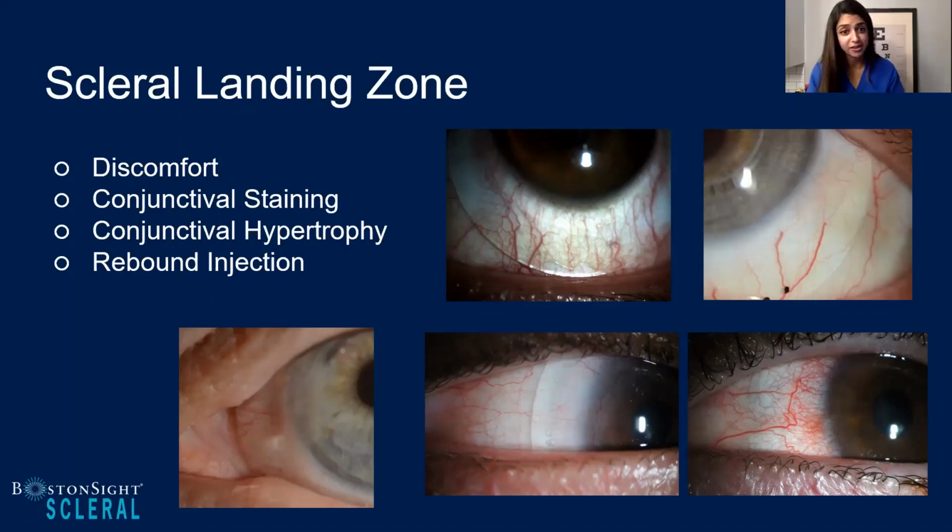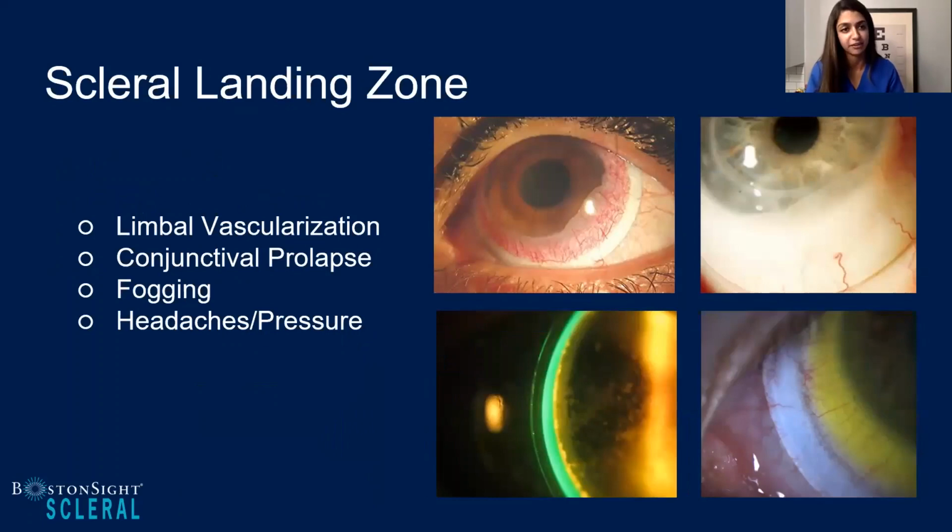Also, rebound injection. I have a beautiful image of a patient below where the lens might look nice and quiet on the surface of the eye, but we've had many patients that will take that lens off and there go all those blood vessels. Yep. And if you haven't seen it in the office, your patients will tell you about it. So that's another indication to really evaluate those scleral landing zones carefully.